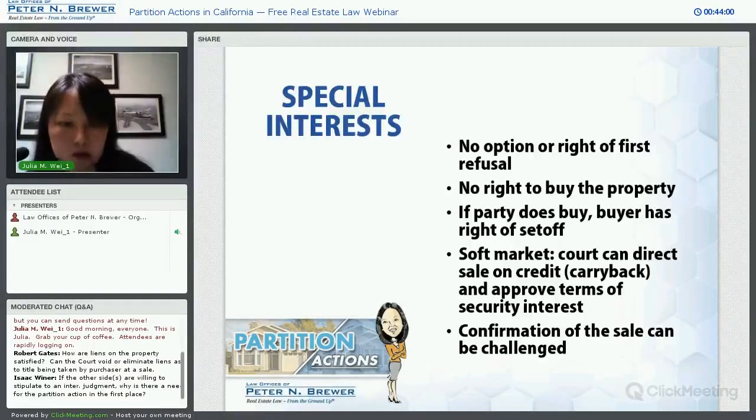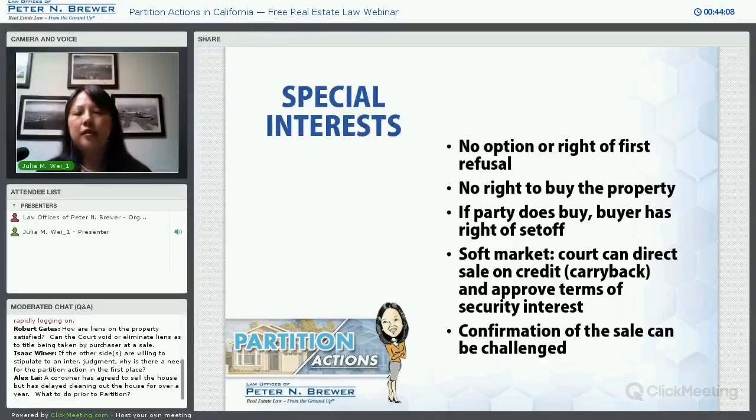Okay, so another question. The co-owner has agreed to sell the house but has delayed cleaning out the house for over a year. What to do prior to partition? Well, so this is exactly the kind of scenario, you know, that referees often encounter because the parties couldn't resolve this prior to the filing of a partition.